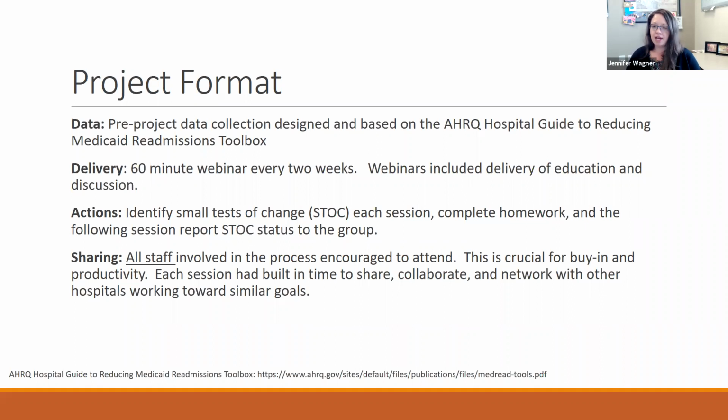And we encouraged all staff involved in the process to attend. This was crucial for buy-in and productivity of the implementations. And each session had, like I mentioned, built-in time to share, collaborate, and network with other hospitals working towards their similar goals.